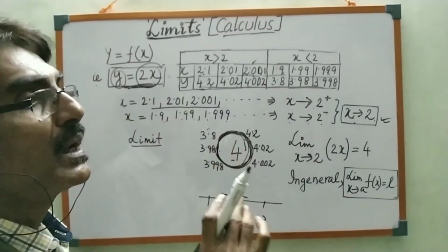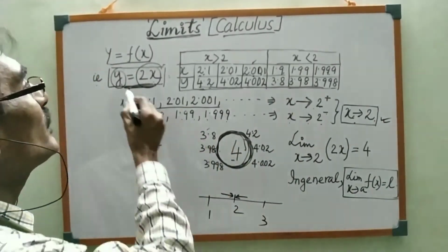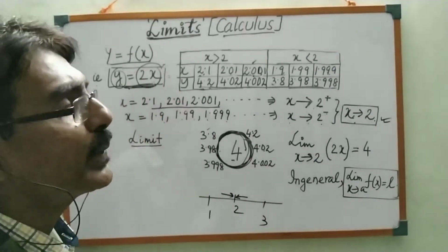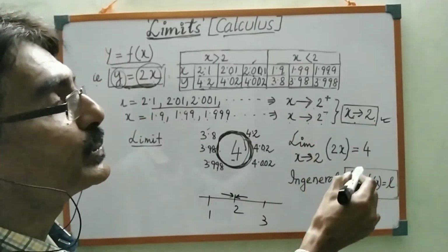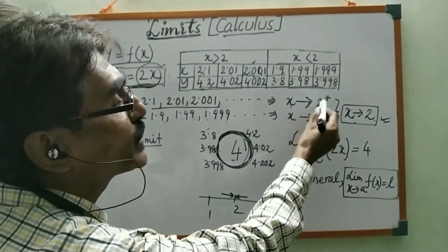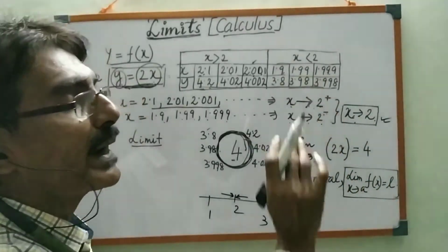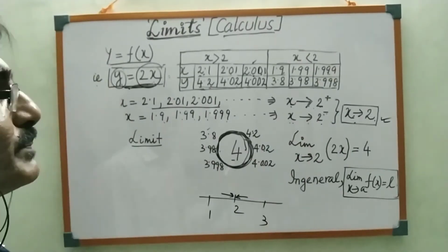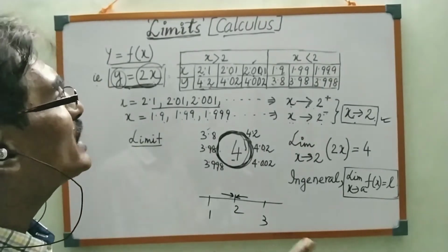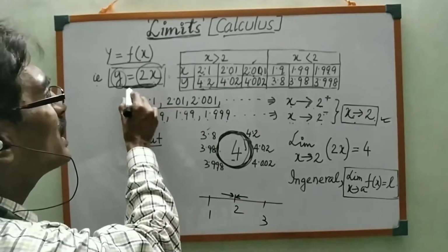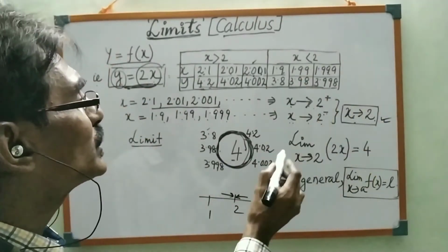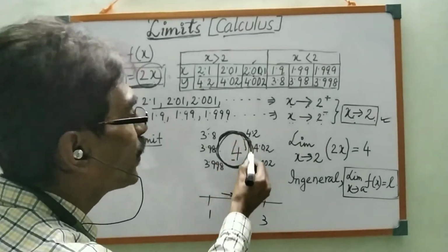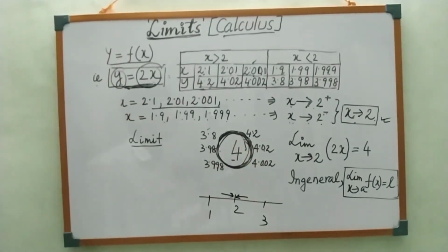4 is called the limit of the function y equal to 2x under the condition x tends to 2, or x tends to 2 plus, or x tends to 2 minus, from either side. So what is the limit for this function y equal to 2x under the condition x tends to 2? The limit is 4.